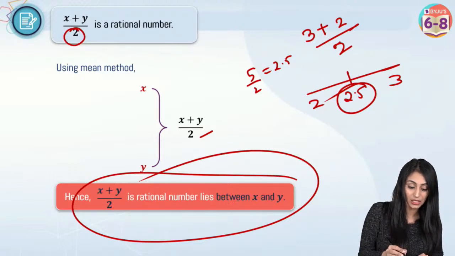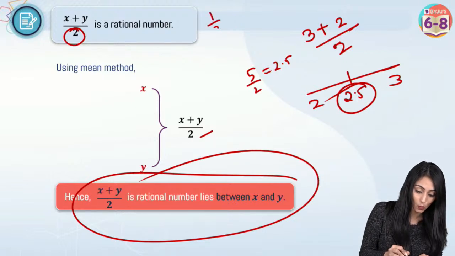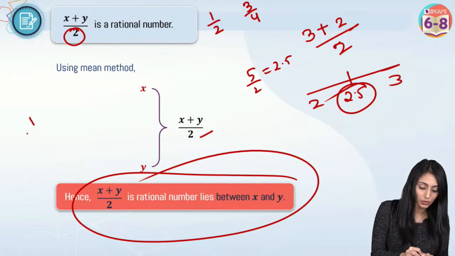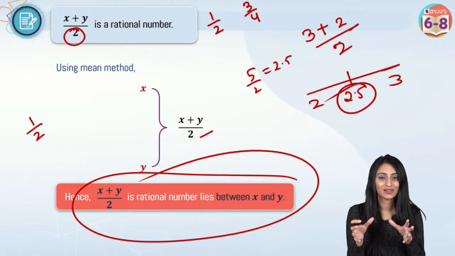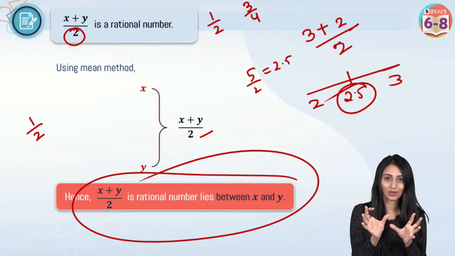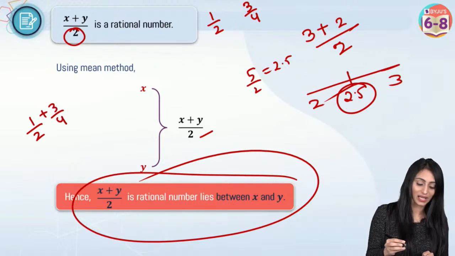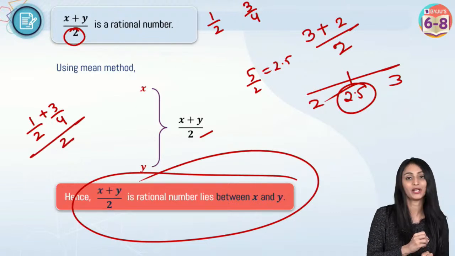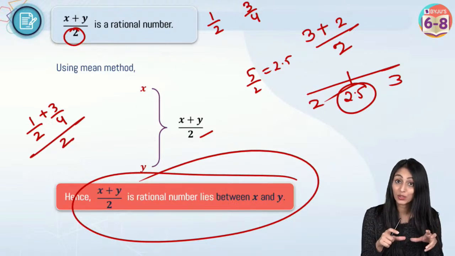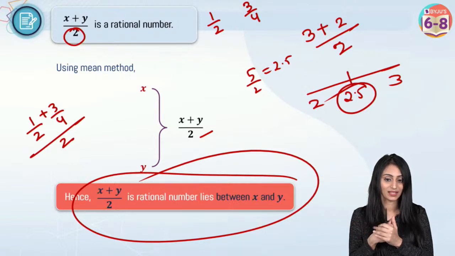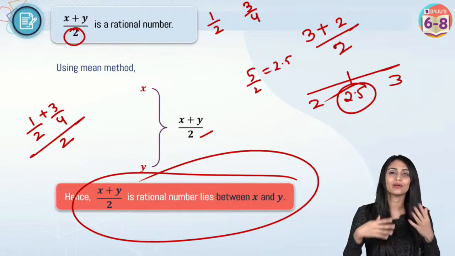Let's say if I'm explaining the mean method, I'm taking 1 by 2. Or let's say another number that I pick over here, that's 3 by 4. Now I have to find a number between them. So what will I do? One way to do it is that you make the denominator same, that denominator same method that you apply. Another way to do it, I take the average of them. Average means I add them up and I divide by 2. The rational number that you will get will lie between 1 by 2 and 3 by 4. You can try out with different rational numbers.